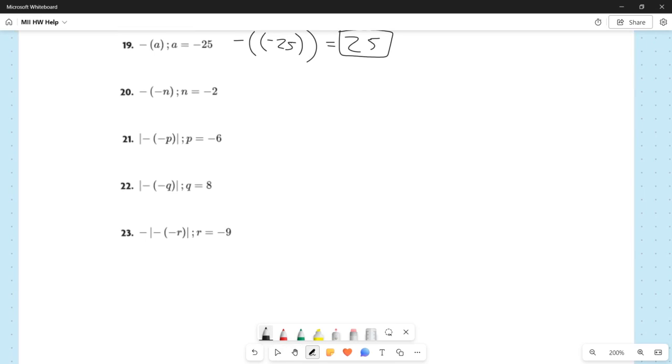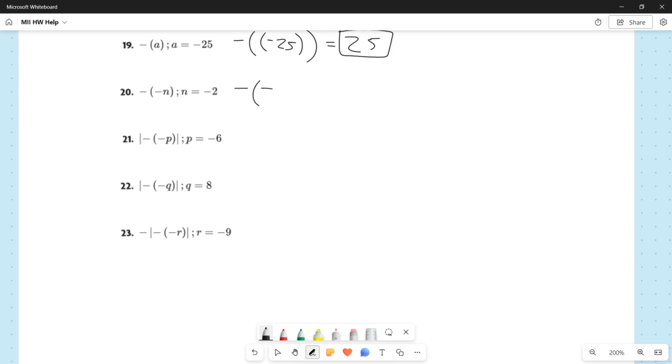All right, number 20. If you thought that there were redundant parentheses in 19, well, I've got some good news for you because they're going to come back for number 20. For number 20, my expression is negative parentheses, negative n, close parentheses, and I want to know what happens when n is negative 2. So we have a negative out front. Then my expression has a parentheses, so I'm going to include that. Then my expression has a negative in front of the n, so I include that.